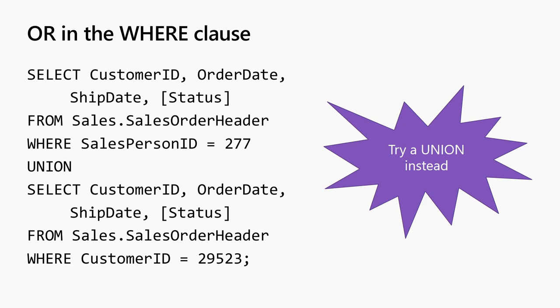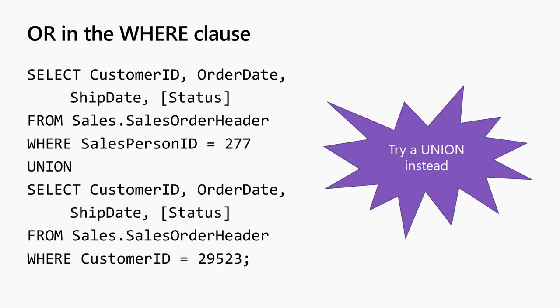Instead of an OR condition, using a union in many cases can yield better results. Now, as with anything, you need to test. It's not a universal given. The other thing I want to point out is if it was the same column, so for example, where salesperson ID equals 277 or salesperson ID equals some other number, that kind of OR is OK, because that's basically like an IN clause. So we're saying salesperson ID in a list of numbers. That's OK, because we can use a single index to do this.